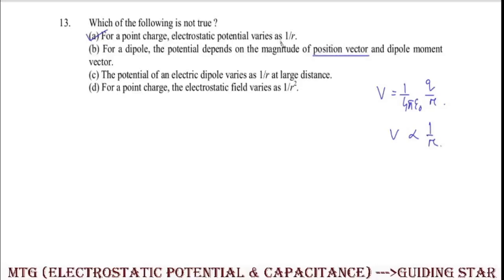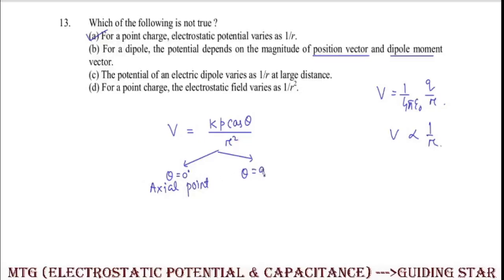For a dipole, the potential depends on the position vector and also on the dipole moment. Okay, fine. So in this particular case, the potential due to a dipole at any general point, we know that V is equal to Kp cos theta divided by r square. This is the potential due to a dipole at any general point. For the axial point, theta will be 0 degrees, and for the equatorial point, theta will be taken to be 90 degrees.